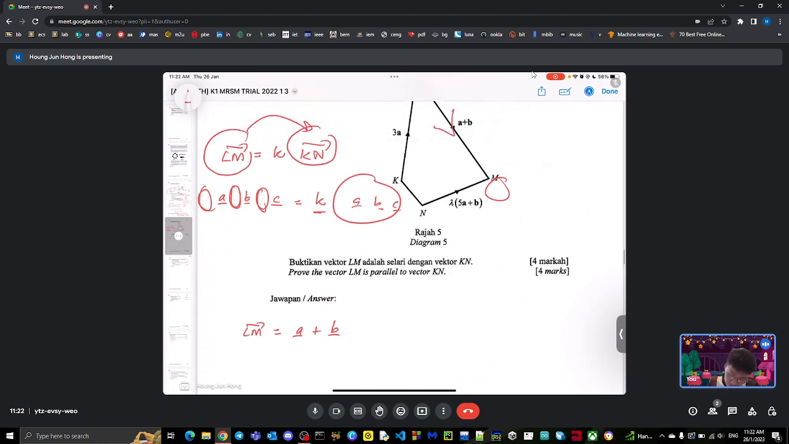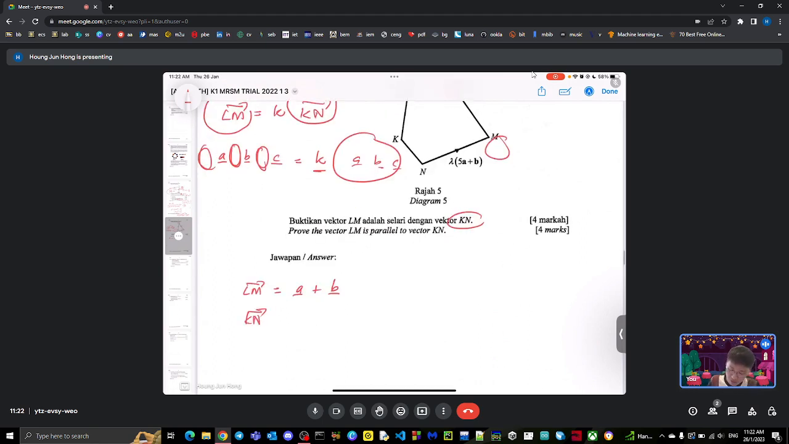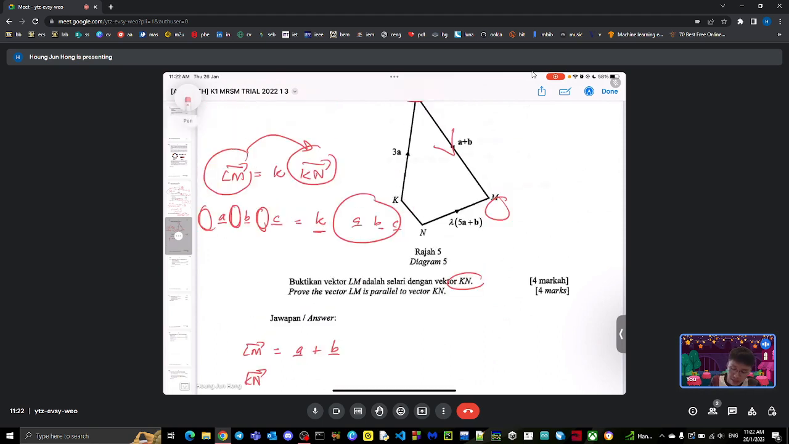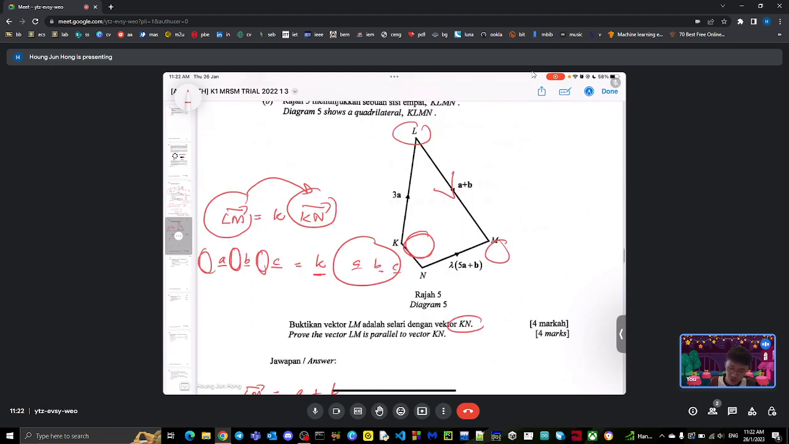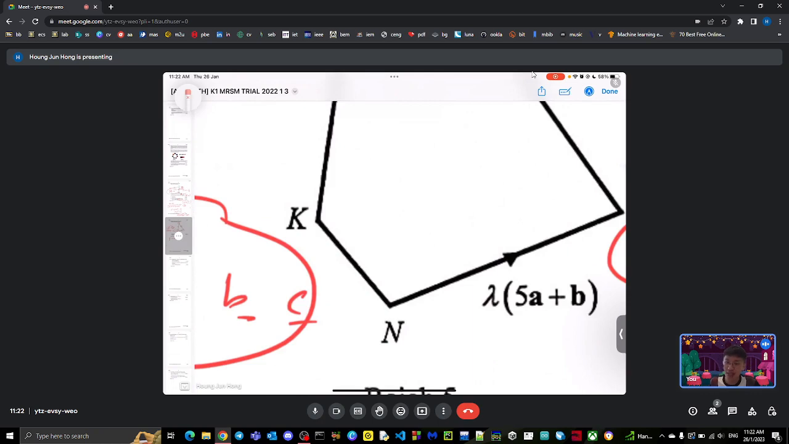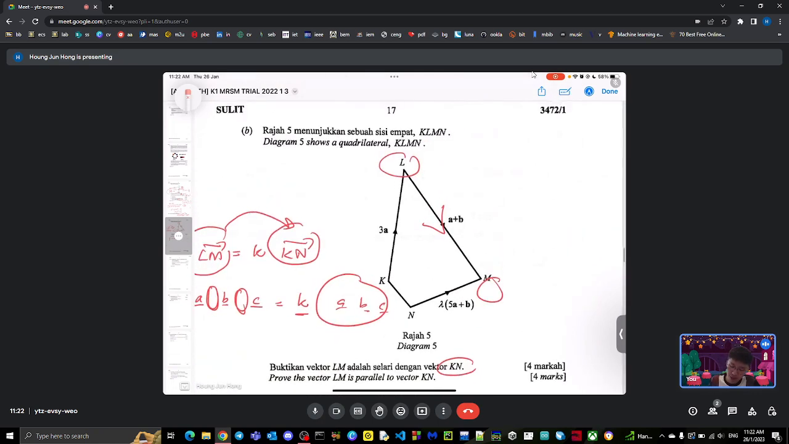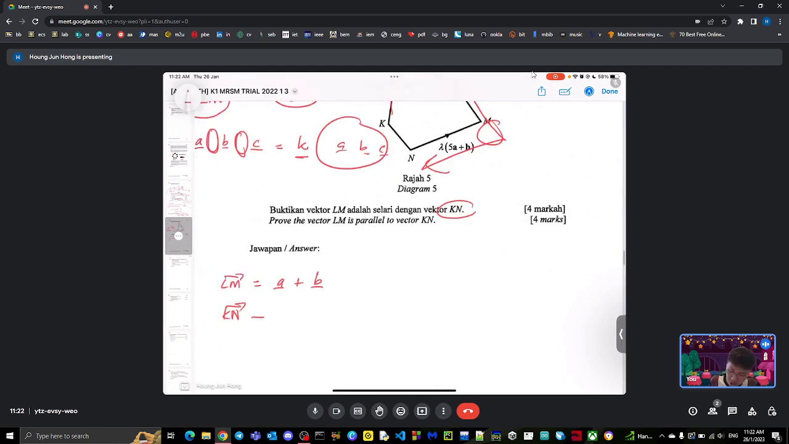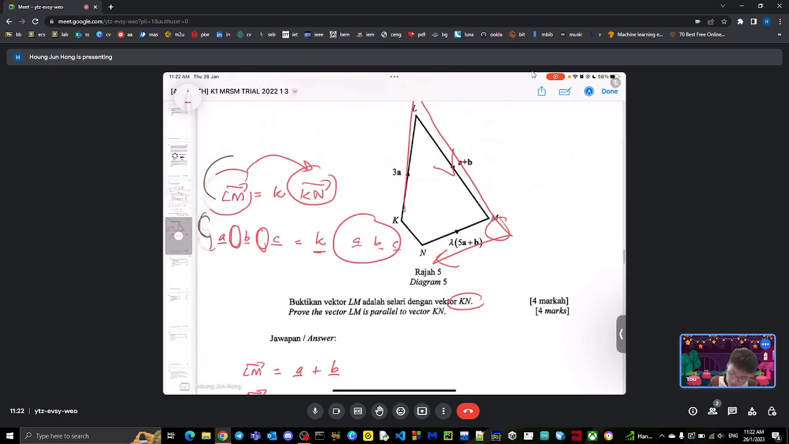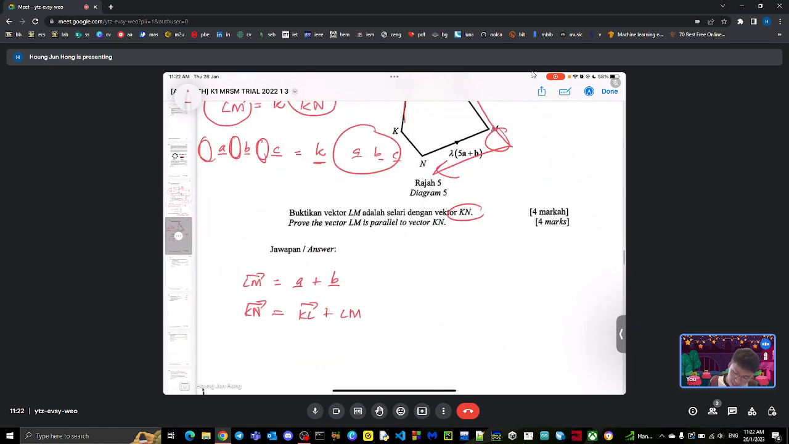Cool. Now the next thing we want to find is KN, but obviously there's no arrow pointing here. There's not any given vector for KN. But we can use the relationship of polygon, I think it's called the polygon law, where you can trace around another route to find KN. You don't necessarily need to go from K to N in a straight line. You can find another way, for example from K to L, then L to M, then M to N. So just write this relationship down. KN can also be expressed as KL plus LM plus MN.